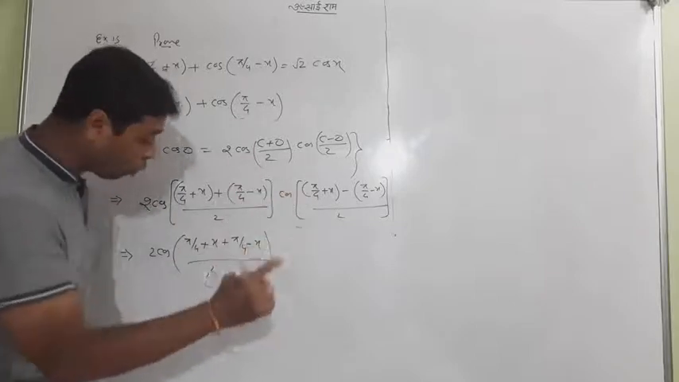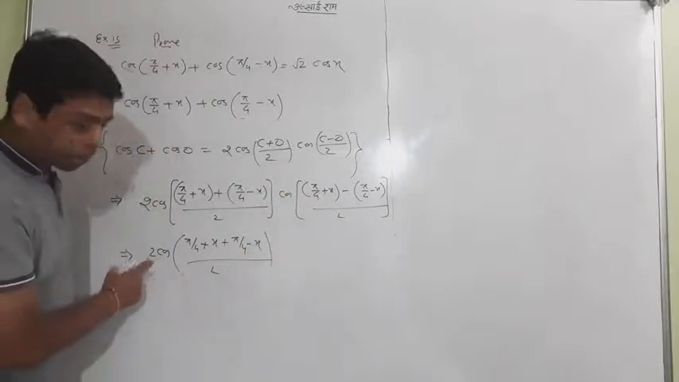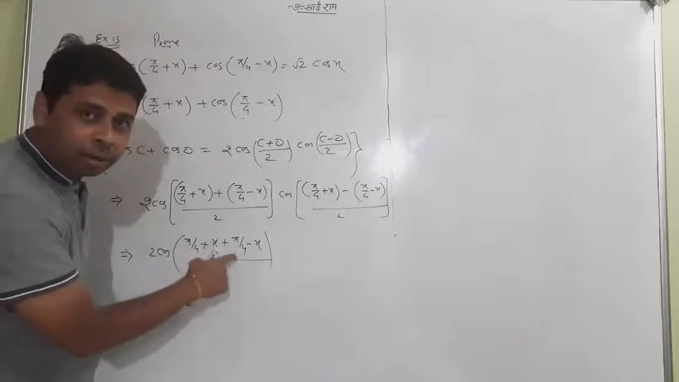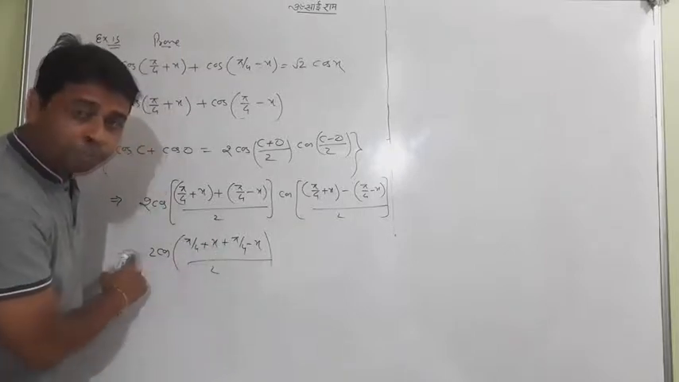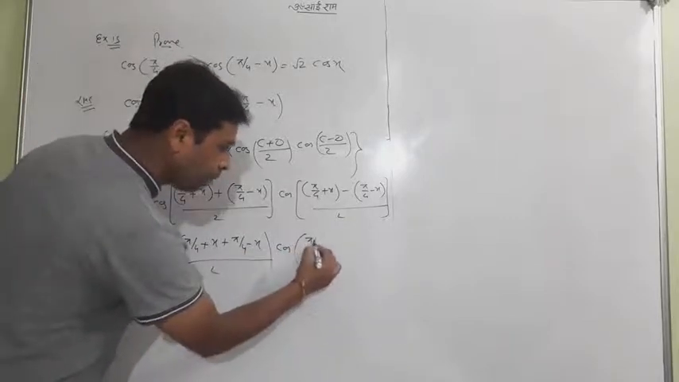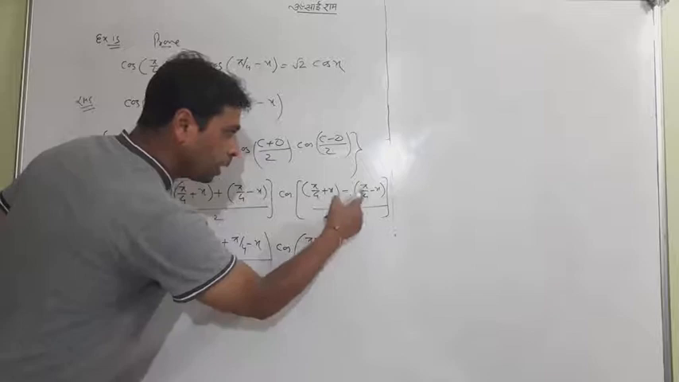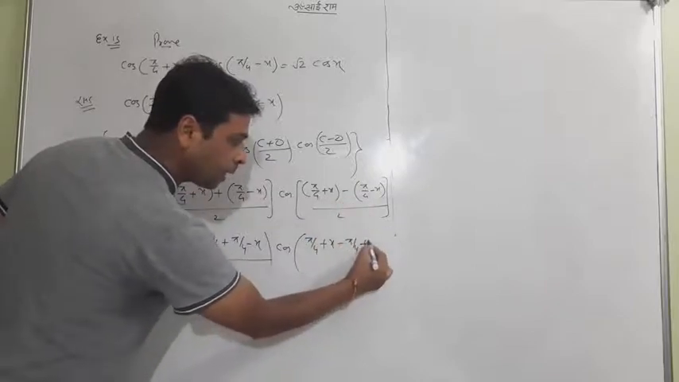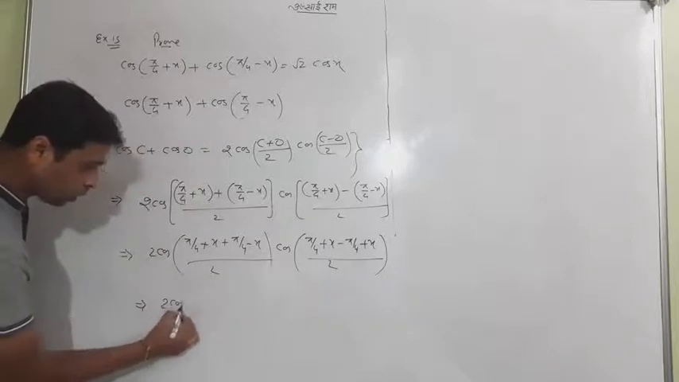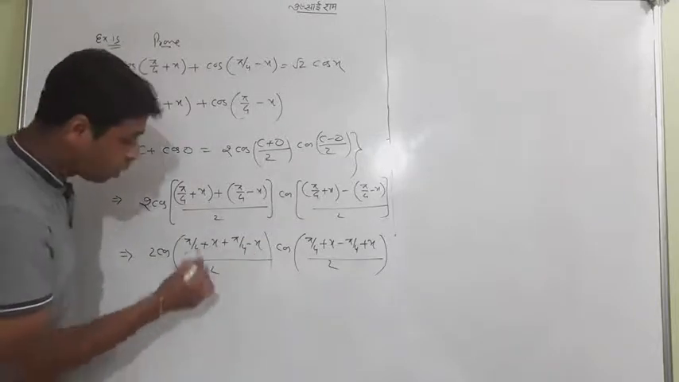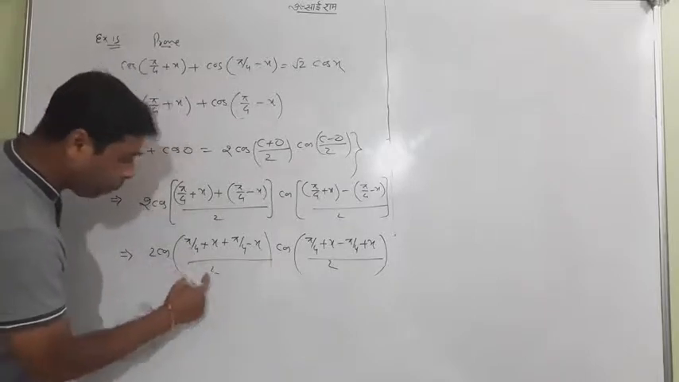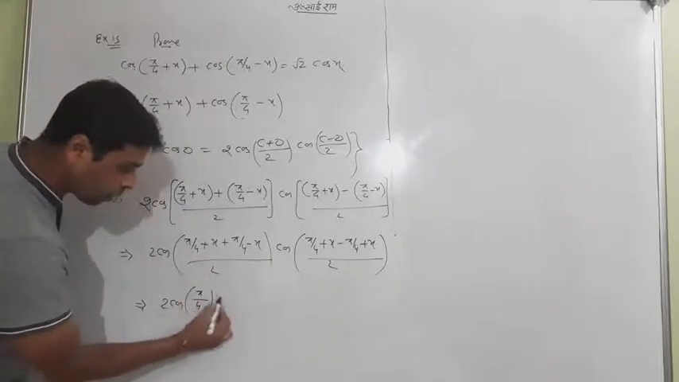Again I tell you that don't cancel this 2 and this 2, because this is a part of the angle. It can be simplified in the angle. The term of the angle cannot be simplified with the number outside. Cos (pi by 4 plus x), just multiply upon 2. 2 cos, x and x cancel, pi by 4 plus pi by 4 is pi by 2, and pi by 2 upon 2 is pi by 4.